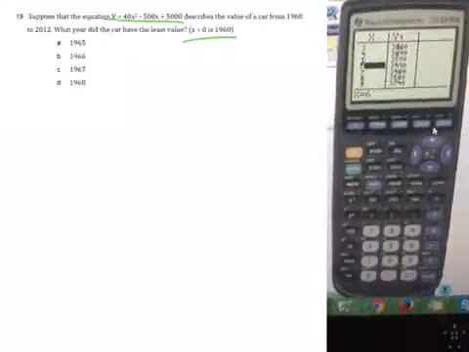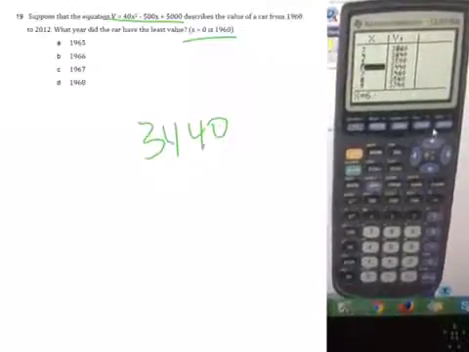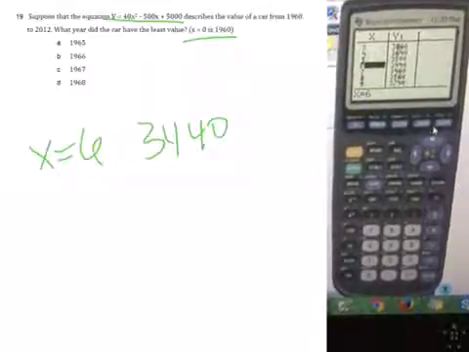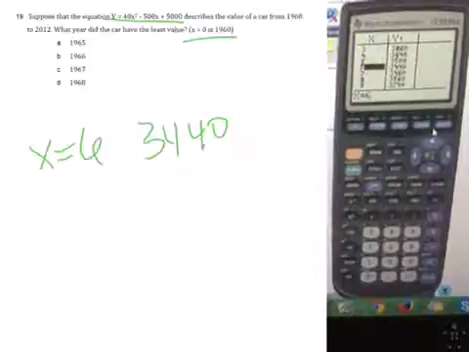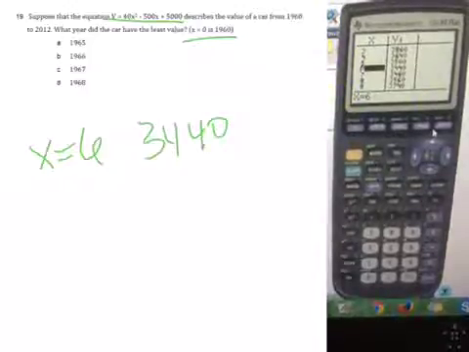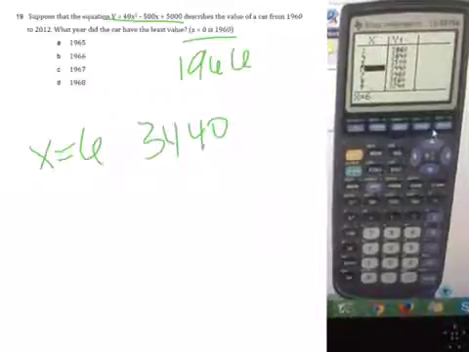$3,440. But we want to know what year, so we know that's an x value of 6. So if 0 is 1960, then 6 years later would be 1966. So our answer will be B.